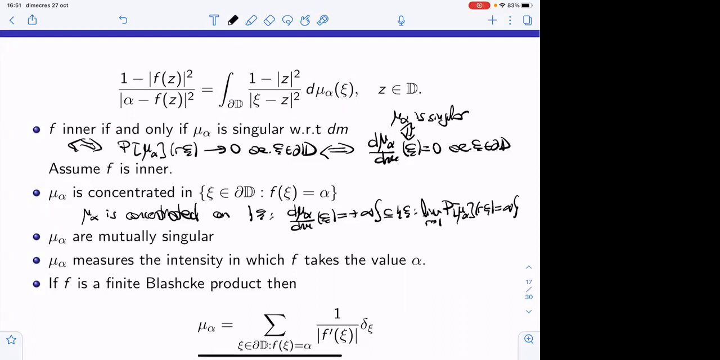But of course, if this Poisson integral has to tend to infinity, the only way it can be tending to infinity is that this denominator tends to 0. So f of z tends to alpha. So this is contained in the set where f of psi is equal to alpha.